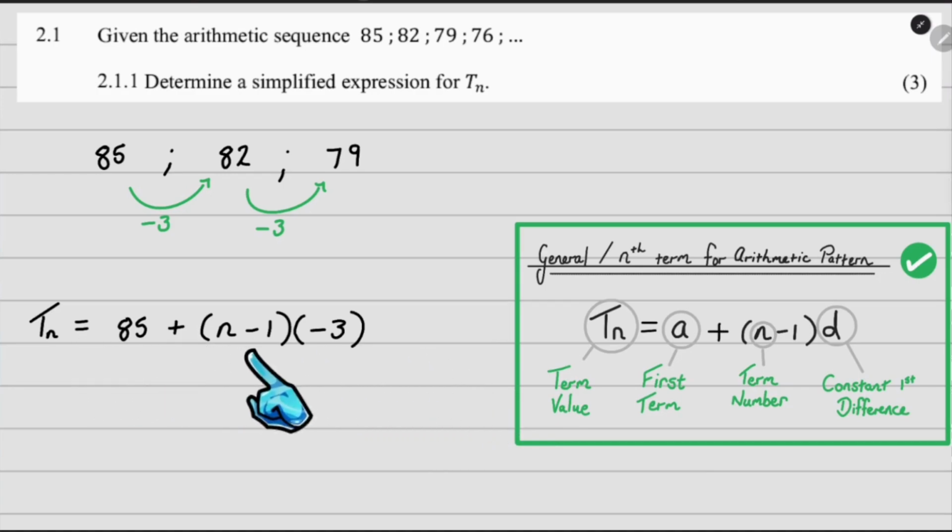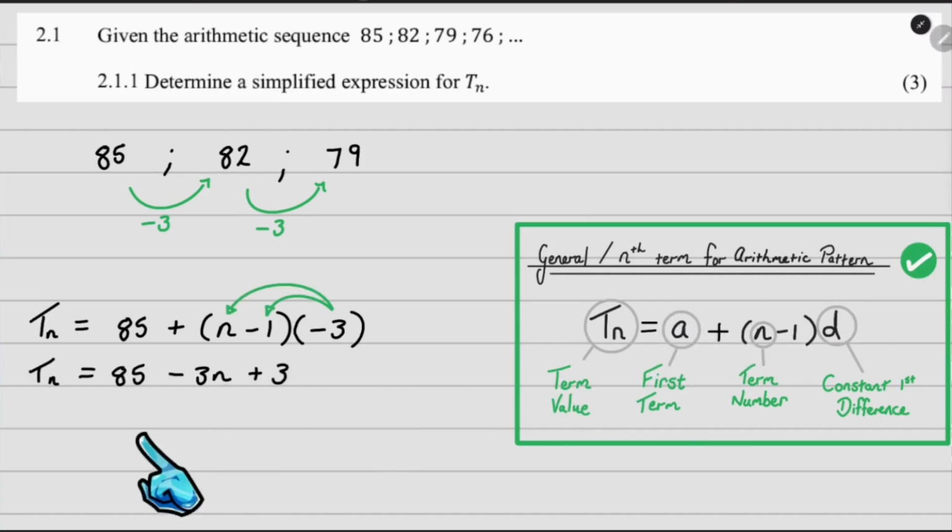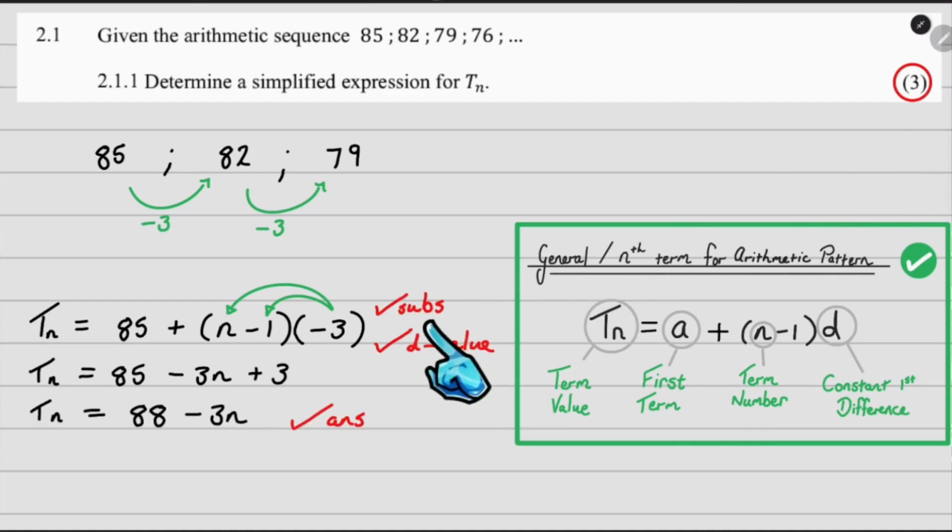Okay, now we can't leave our answer like this. They want it simplified. So to simplify it, I'm going to distribute the negative 3 in that bracket. And last thing left to do is the like terms. 85 plus 3 will give me 88. Your 3 marks will be earned from the correct substitution, the correct d value of negative 3, as well as your simplified answer.